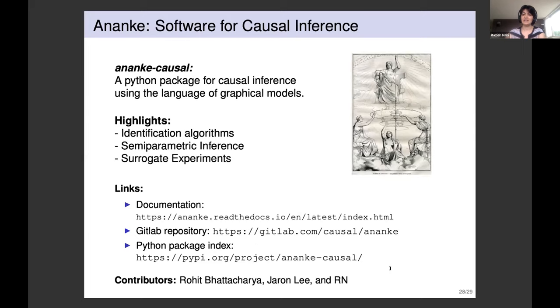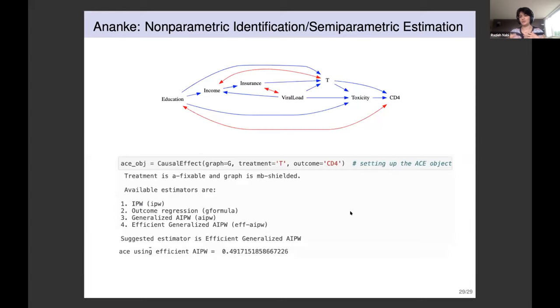And this is a quick example of what it looks like. You can draw your assumptions about the data generating process in terms of a graph, specify where the unmeasured confounders are, and specify that you might be interested in the effect of a treatment on an outcome, like CD4 counts in an HIV study, and the implementations in the package are going to tell you whether the effect is going to be non-parametrically identified or not.